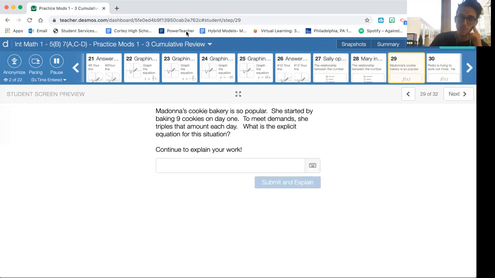Madonna's cookie bakery is so popular. She started by baking 9 cookies on day 1. All right, might be good to draw a table here. So we'll have the day, we'll have the cookies. Day 1, 9 cookies. We then triple the amount moving forward, so times 3. And this just keeps multiplying by 3.